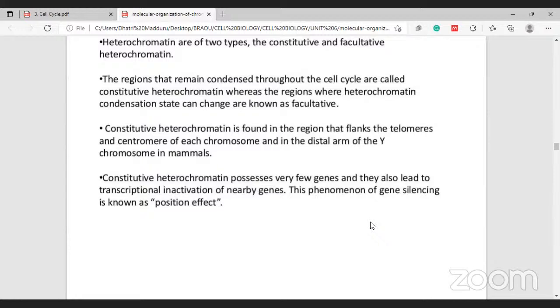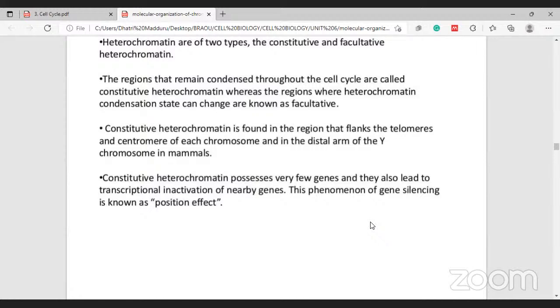Whereas the regions which change the condensation state are facultative. That means they are not strictly condensed all the time. Constitutive heterochromatin is seen mainly in the flanks of telomeres and centromeres of chromosomes, in the distal arm and Y chromosome in mammals. The constitutive chromatin consists of few genes, and it results in the transcriptional inactivation of nearby genes. That means it will have some genes and it will also inactivate the nearby genes which are present in the proximity of the constitutive heterochromatin.